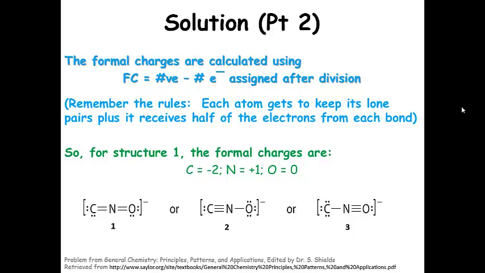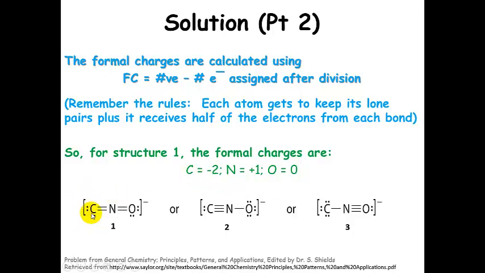So for structure 1, let's look at this one. We're going to mentally cut this double bond and this double bond. We'll give 2 electrons to oxygen here, 2 electrons to carbon here, and nitrogen will get 2 electrons from this bond and 2 electrons from this bond, so it'll have 4. You should be able to calculate these formal charges also.